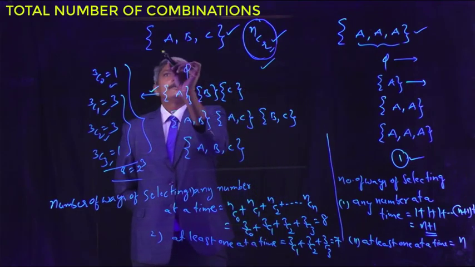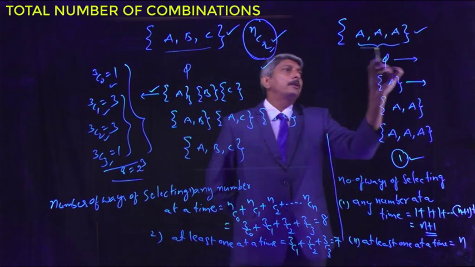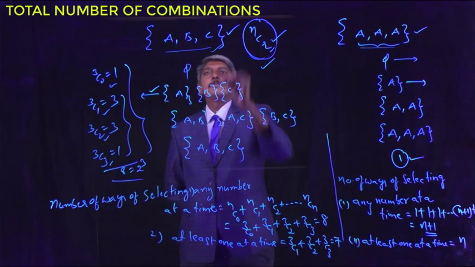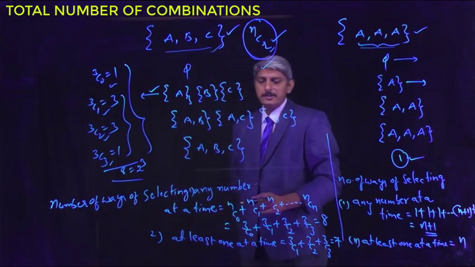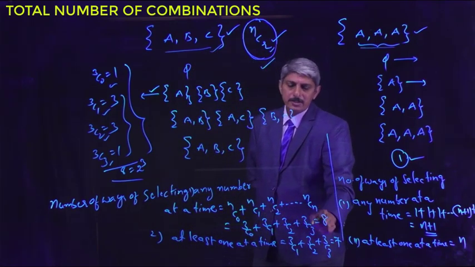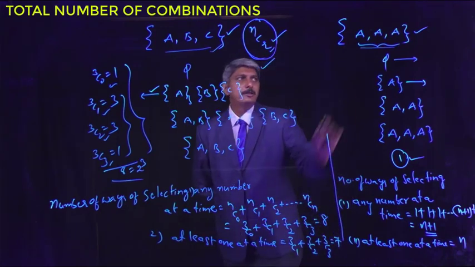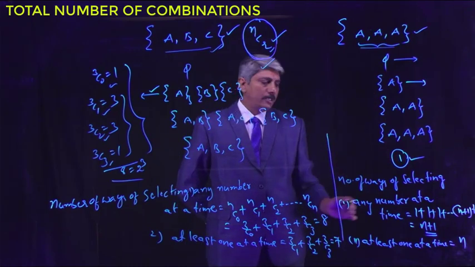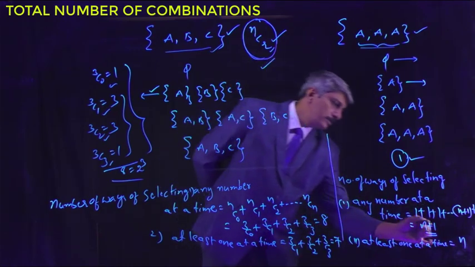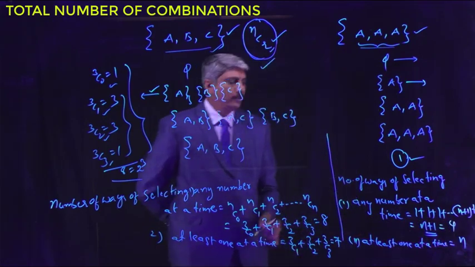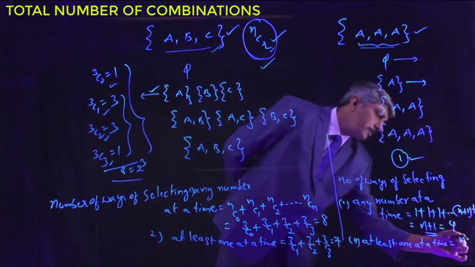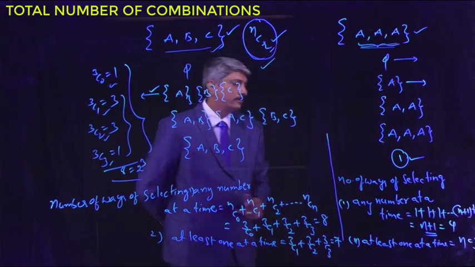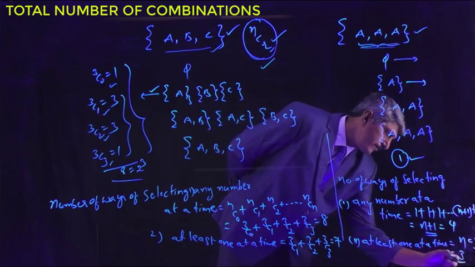So here three distinct objects, three like objects. The number of ways of selecting any number at a time using three distinct objects is 3C0 plus 3C1 plus 3C2 plus 3C3. This is equal to 8. But here the number of ways of selecting any number at a time, here how many terms? So here there are 4 terms. Therefore this value is 4. At least one at a time, the value is equal to 3 because containing 3 like objects. So this is equal to 3.